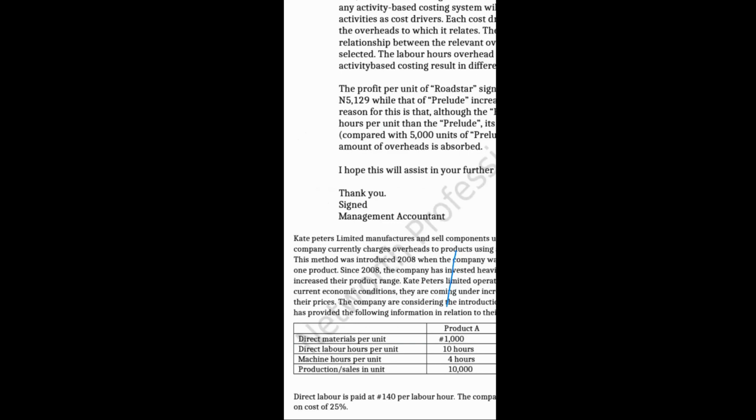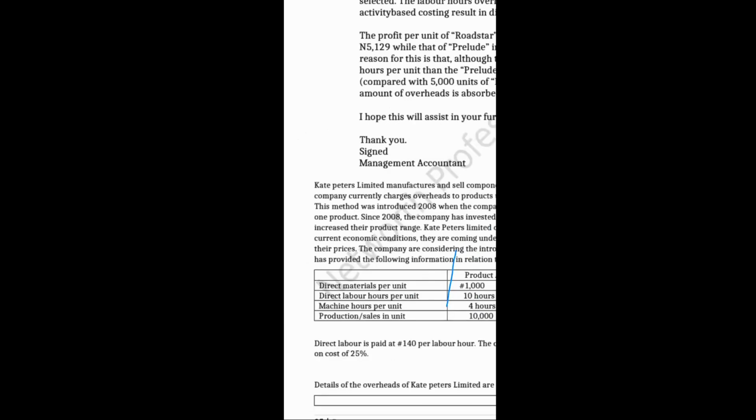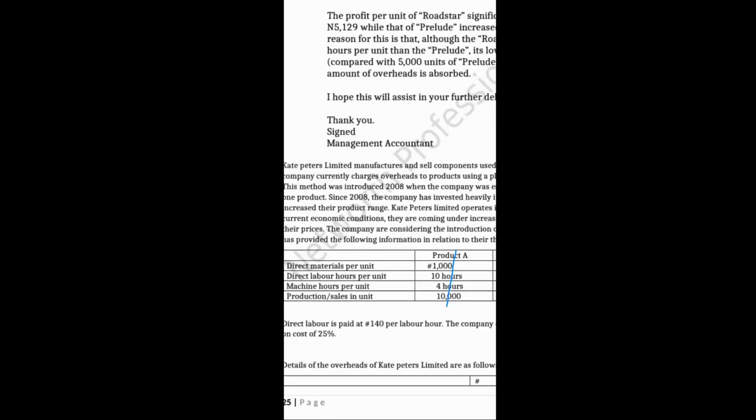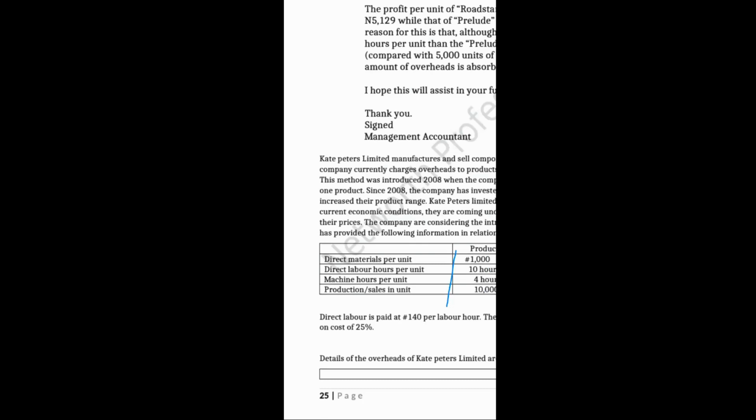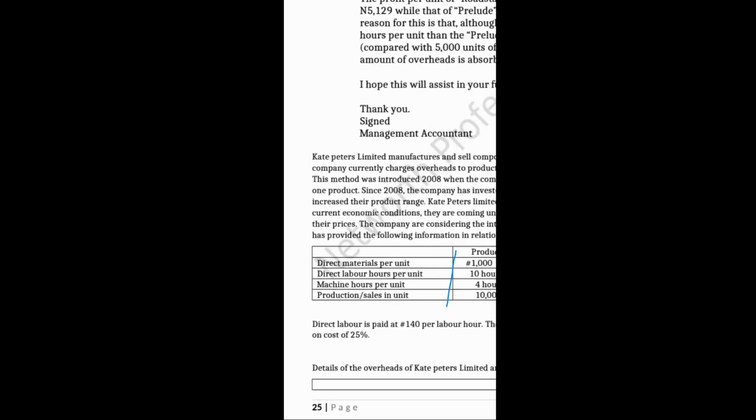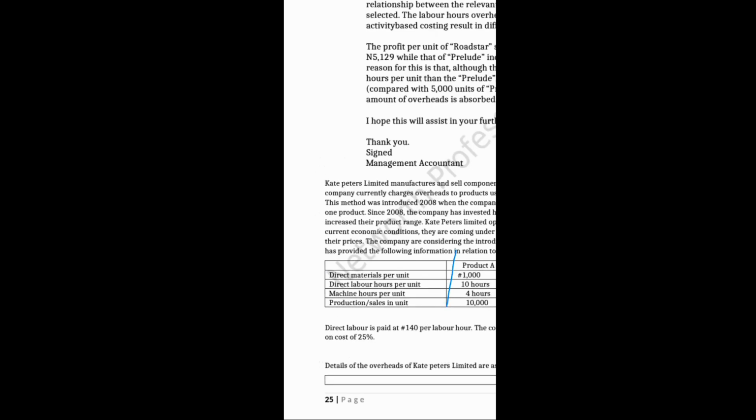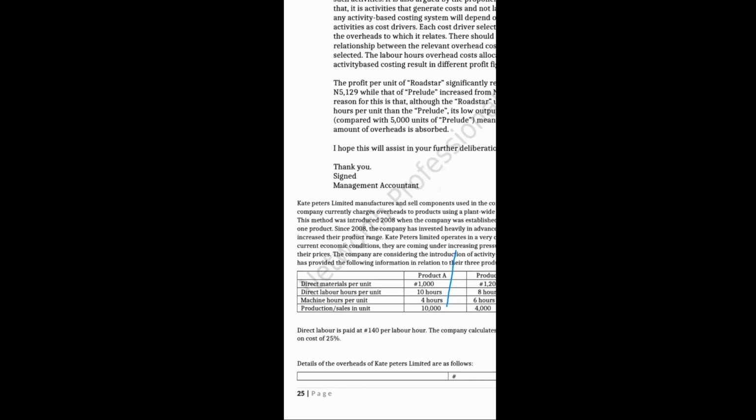Now look at question number two. Although the solution is not provided, it was deliberate. Let's take a reading of this question. My plan is that we are going to solve this question in the classroom together. That was my plan. Look at this question.